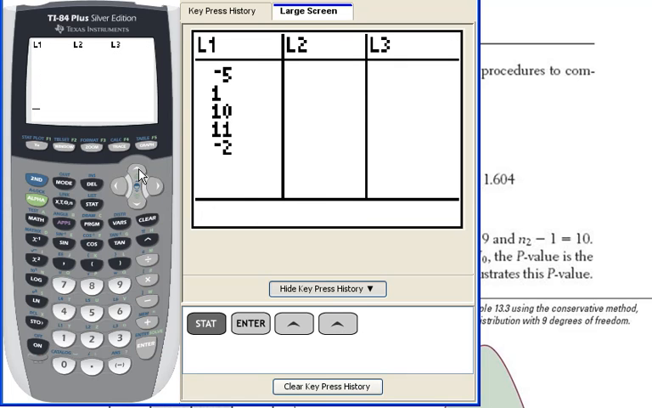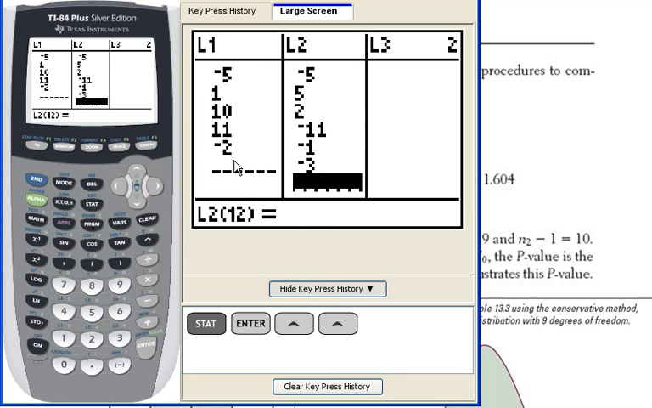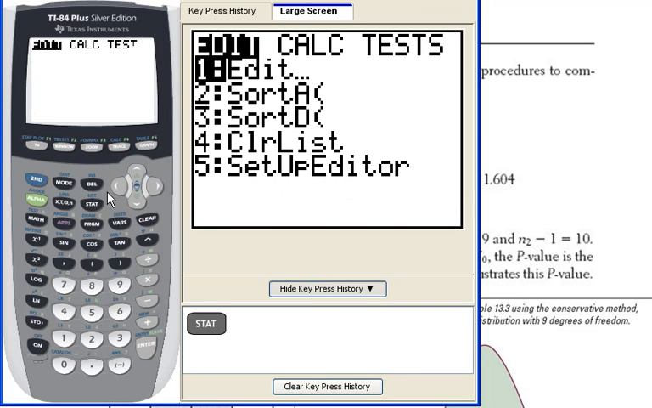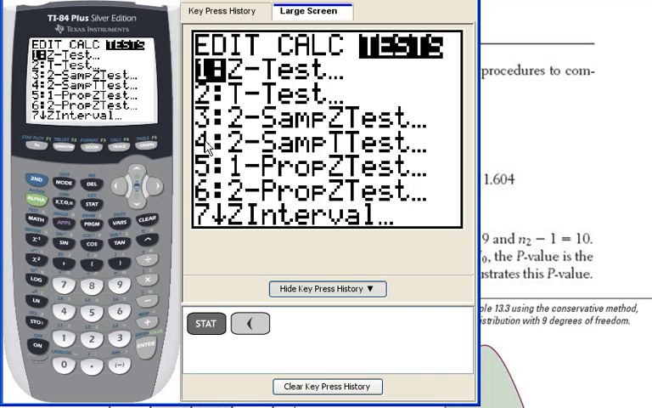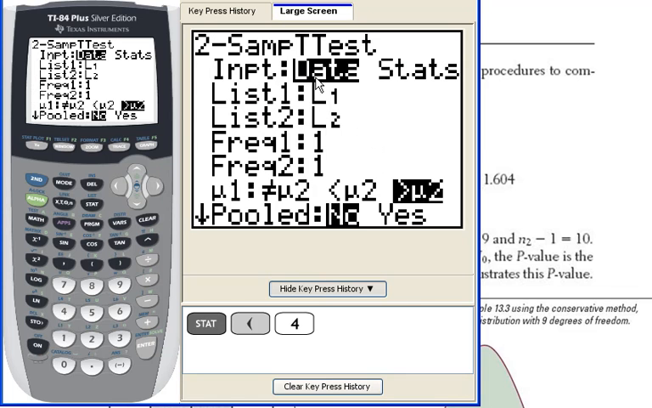Things to notice are that I've got the first one in L1 and L2. They're different sizes, so there's no way that I could do a matched pairs test here. When I go to my list, I'm going to hit Stat and a left arrow. And right here, I have a 2 sample t-test. And I know it's a t-test because I didn't have any sigmas. I'm going to get the standard deviations from the lists. So if I hit the number 4 here, I'm going to click From Data. I've got lists L1, L2, frequencies 1 and 1.